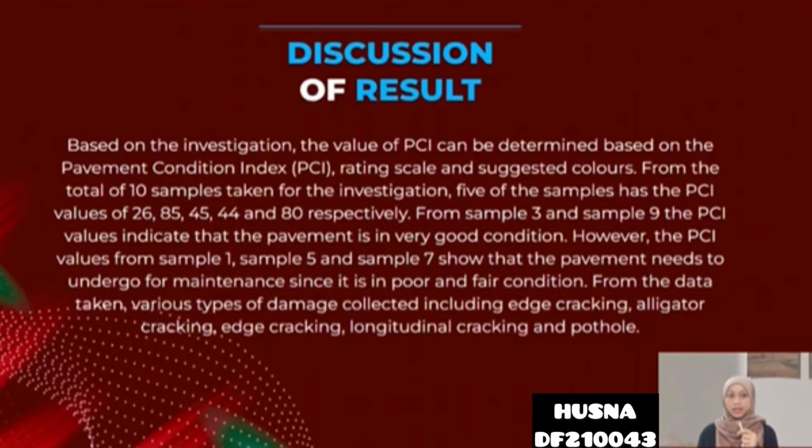From sample 3 and sample 9, the PCI values indicate that the pavement is in a very good condition. However, the PCI values from sample 1, sample 5 and sample 7 show that the pavement needs to undergo maintenance since it is in poor and fair condition. From the data taken, various types of damage were collected, including edge cracking, alligator cracking, longitudinal cracking and pothole.